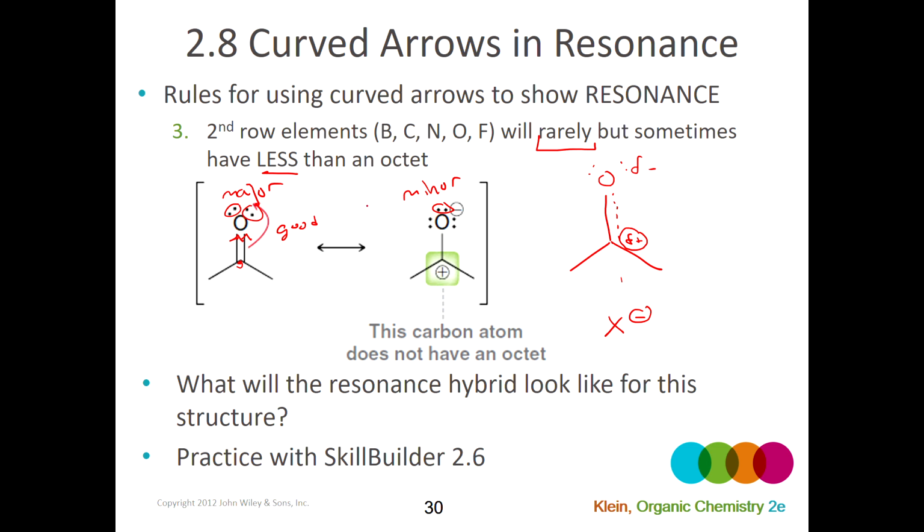So if I have a minor contributor and a major contributor, the true structure is going to look more like the major contributor, right? So I don't have a ton of partial charge there, but it has a little bit due to the slight influence of the minor contributor on the overall average structure.